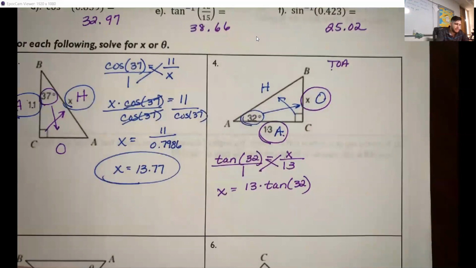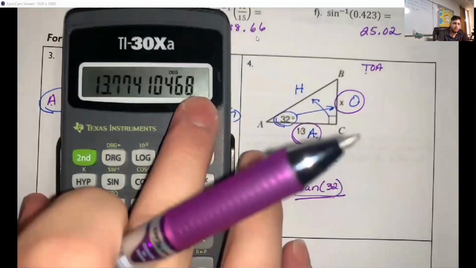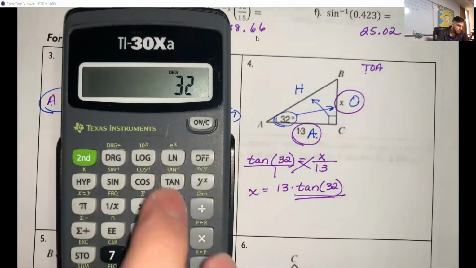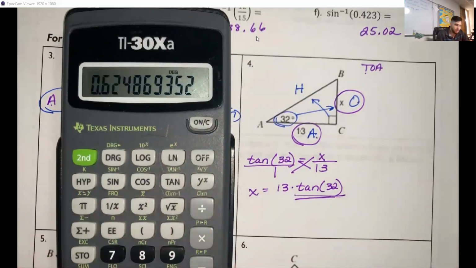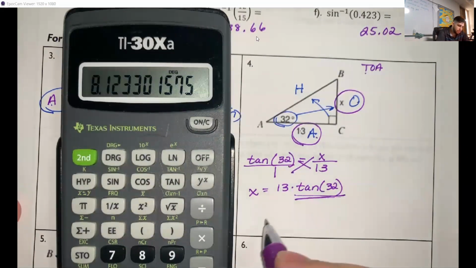All right. I'm going to be strategic. I'm going to figure out what this decimal is first. Right? So 32 tangent gives me that decimal. I multiply that by 13. And I get 8.12. Let's stay consistent with 2 decimal places. 8.12.